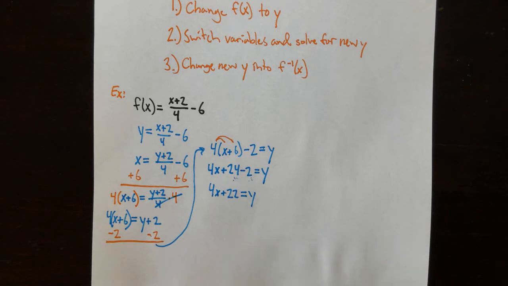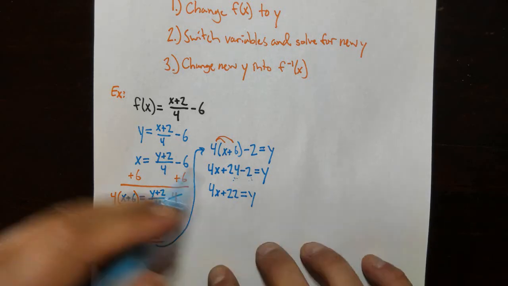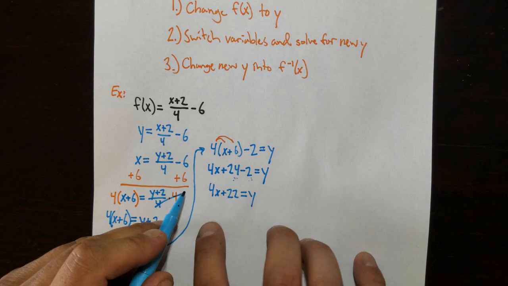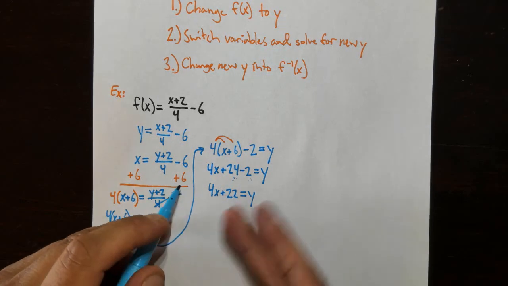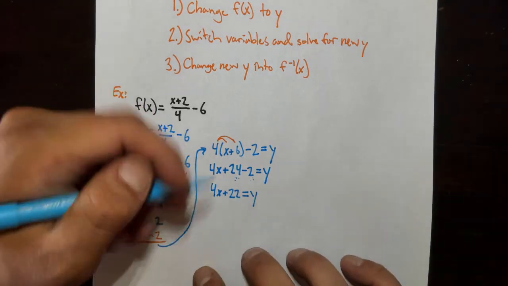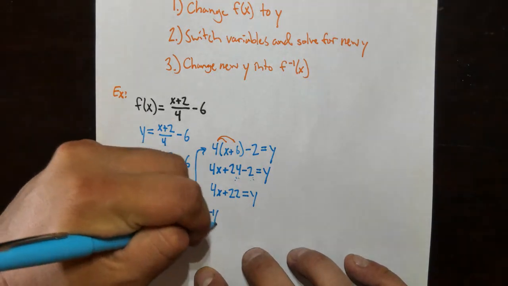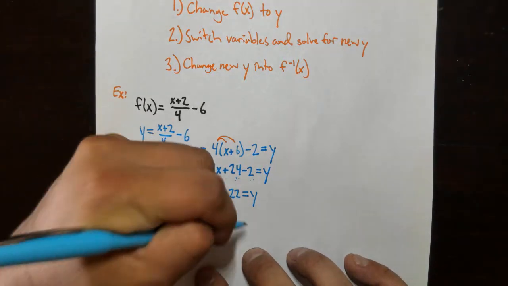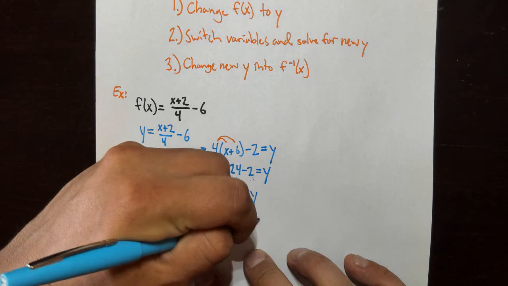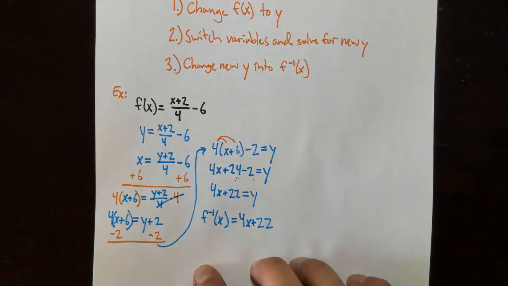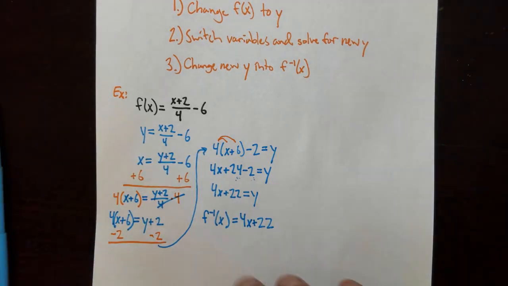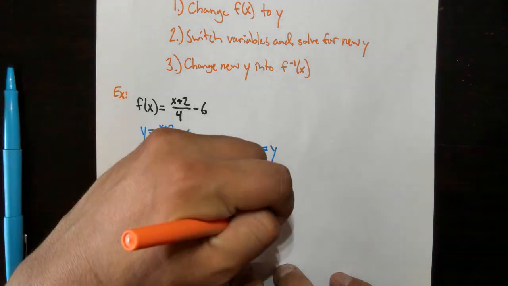And then finally, our last step, change the new y into f inverse of x, just so we have it in the form that we once had it in. So I'm going to put the f inverse of x on the left. I can do that. I can swap sides here. So I'm going to say f inverse of x equals 4x plus 22. And there we have it. This is our inverse function.